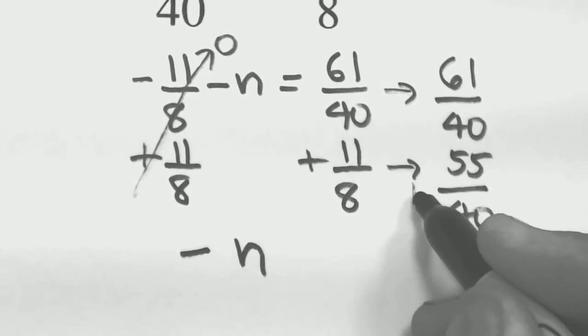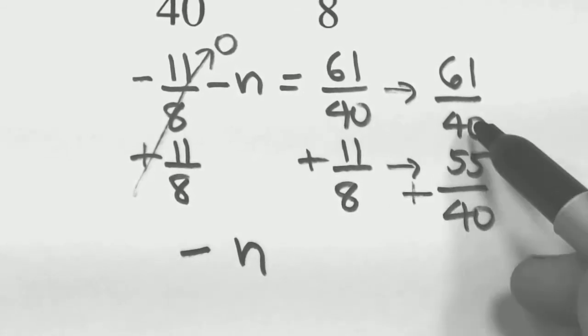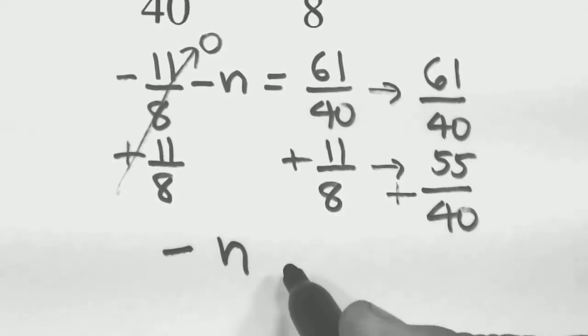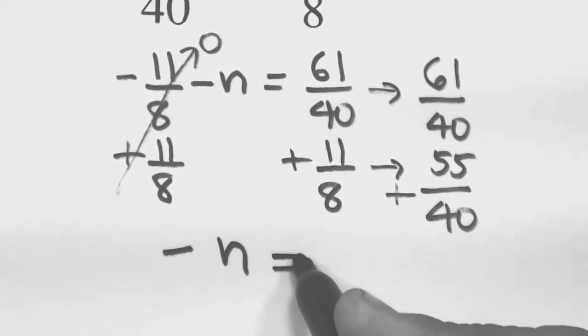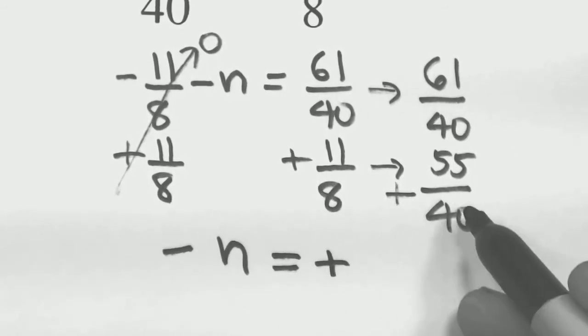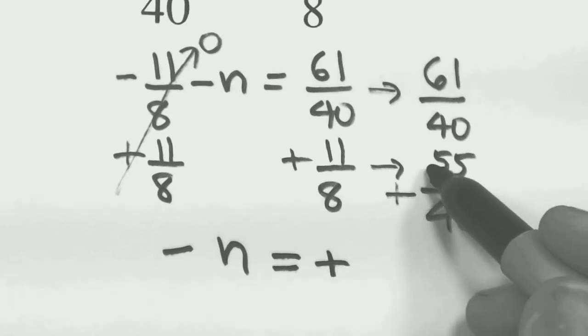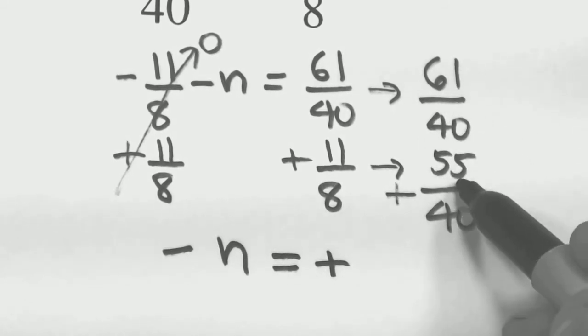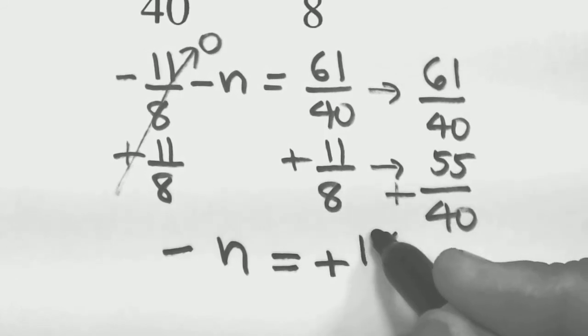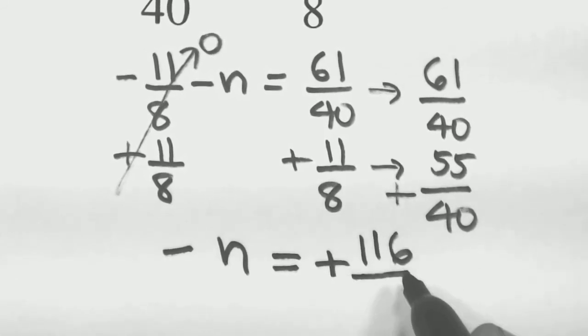Now remember, of course, this is positive. So what we're doing is combining both of these, and we're going to end up with a positive. I'll put the plus here just to rub it in. 61 and 55, adding these together, 5 and 1 is 6, 5 and 6 is 11. I end up with 116 over 40.